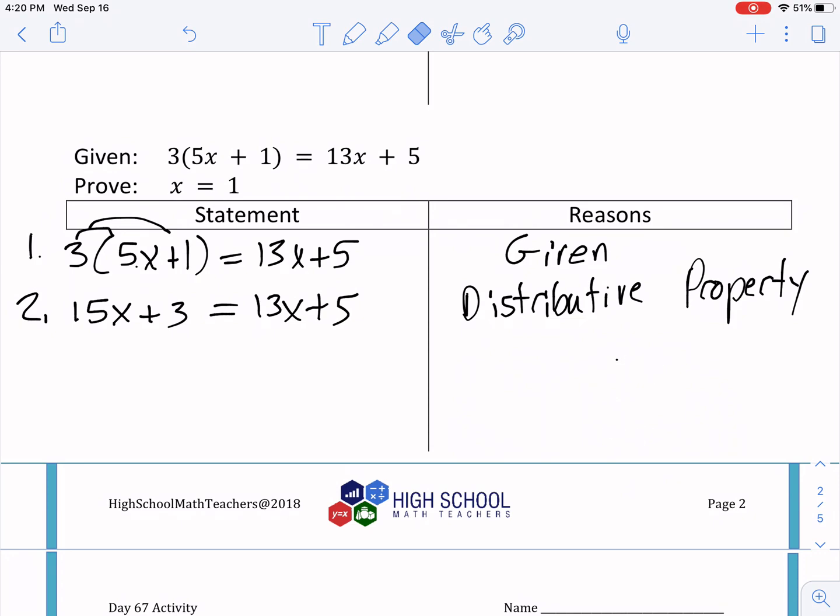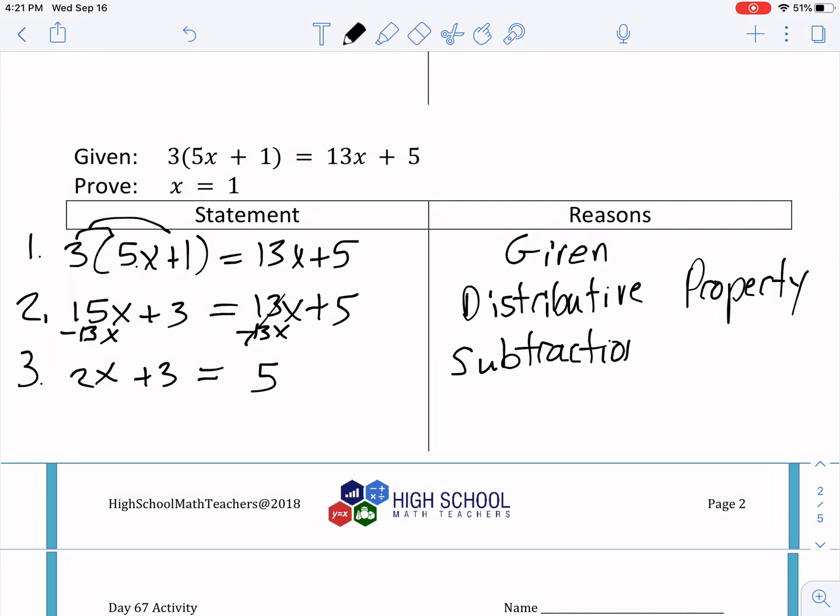Next step was to get x by itself by picking a variable side and a number side. Well, let's keep x on the left and move all numbers to the right. So I need to move this 13x over here, right? Well, how do I move a positive 13x? I subtract it. So I'm going to subtract 13x from both sides, and I get 2x plus 3 equals, inverses cancel out, 5. Now, how did we move from step 2 to step 3? We subtracted 13x from both sides, so that's the subtraction property of equality.